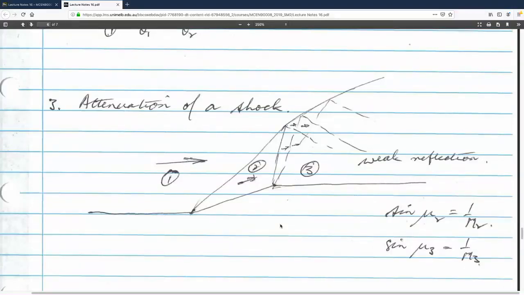And the Mach number here, as you go from 2 to 3, the Mach number will increase because it's an expansion, so the Mach number gets higher. So we came along here, we compressed, and the Mach number went down, and then we turned it, and the Mach number goes up.